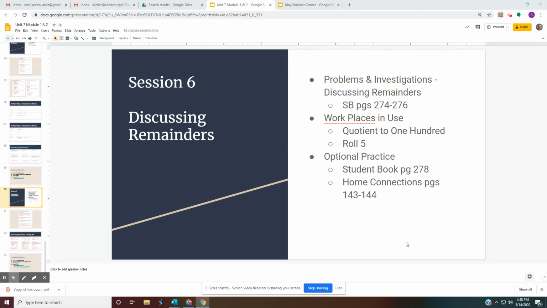When you're done, please try to play the quotient to 100 game or roll 5 game. Those are kind of fun. You could also do the fraction splat game. That's kind of fun too. When we're all done with our discussion today, make sure that you do your student book pages 278 and home connections pages 143 and 144.